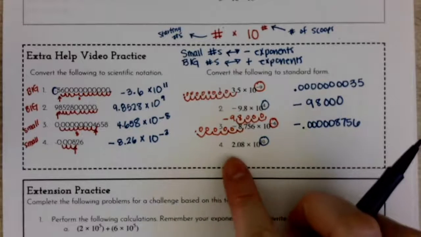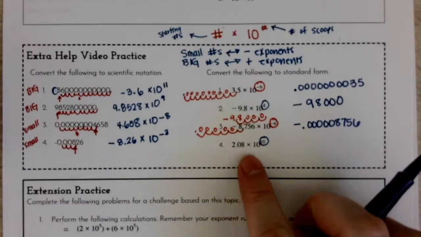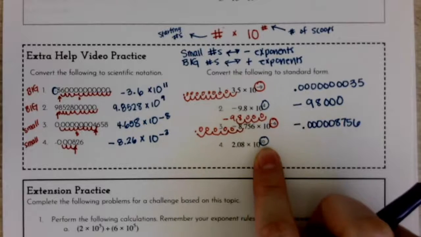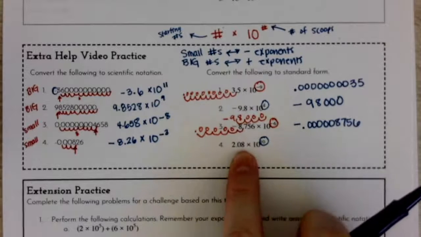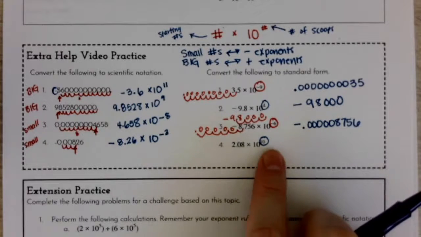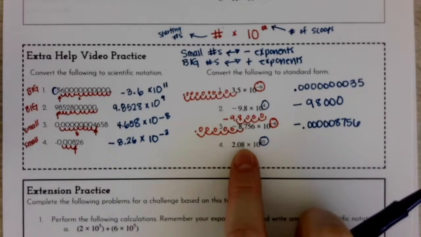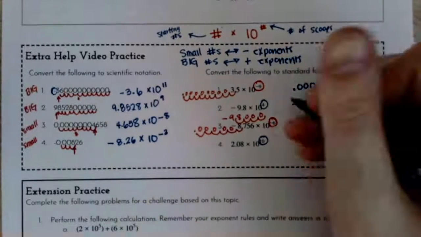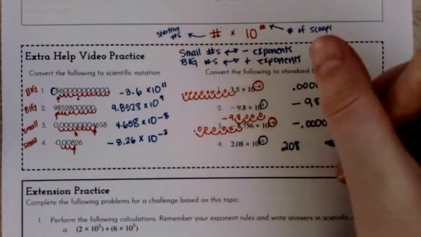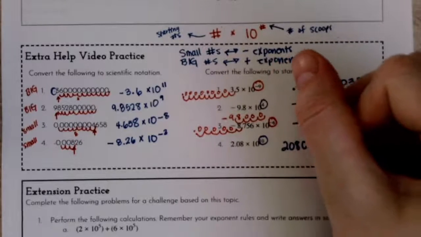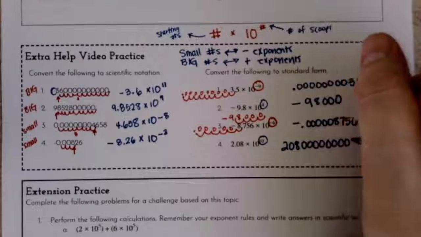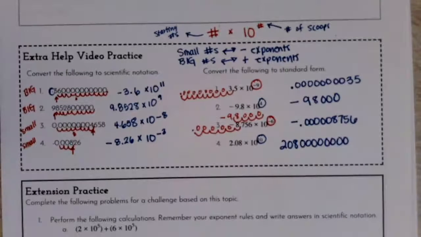And then if you're getting really good at this, you may not even need to draw the scoops anymore. So if I look at this and I know I'm going to need 10 scoops, and it's a big number, so I'm going to go to the right, I can see that I'm going to scoop twice for these 2 numbers. 10 minus 2 is 8, so I need 8 zeros at the end. So I can do 208, that's 2 of my scoops, and then 8 more zeros for the rest of my scoops.